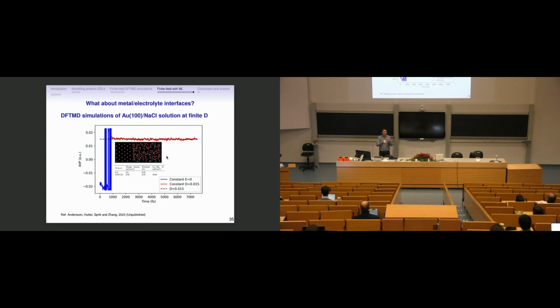But this is still a sigma-strict model, which means this is a semi-classical model. So the question is, can you really do metallic systems with finite-field DFTMD? The short answer is yes. That's the example I'm showing here, which is the gold 100 sodium chloride electrolyte interface. You can get stable dynamics from the constant D simulation. And from there, you can compute the capacitance, which is about 40 microfarad per centimeter squared. That is rather comparable to experiments.